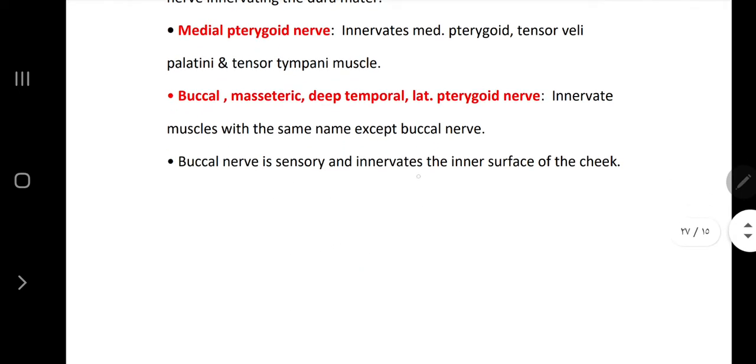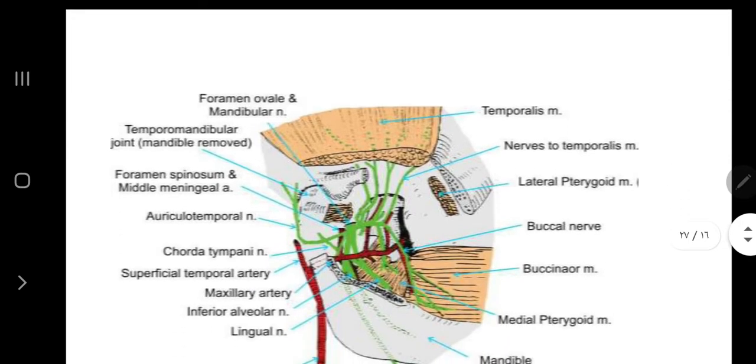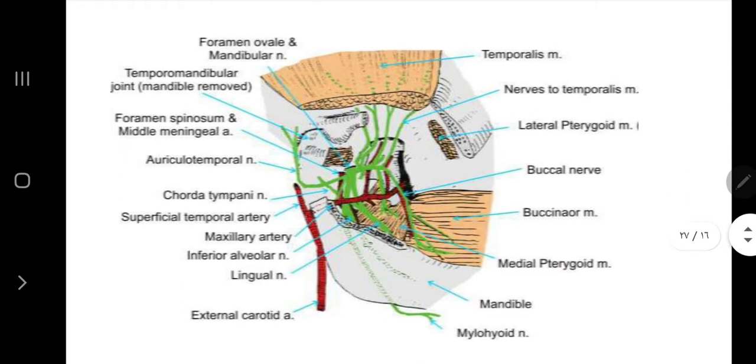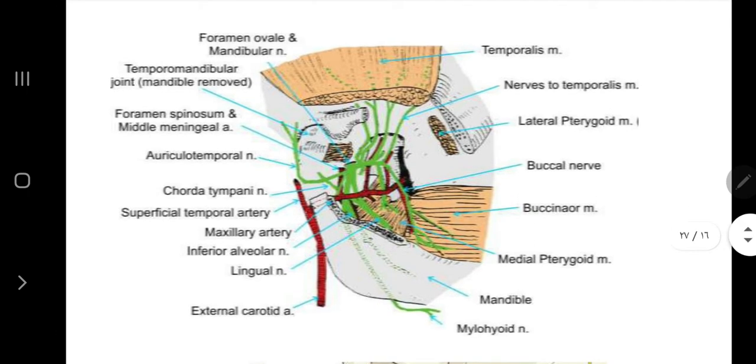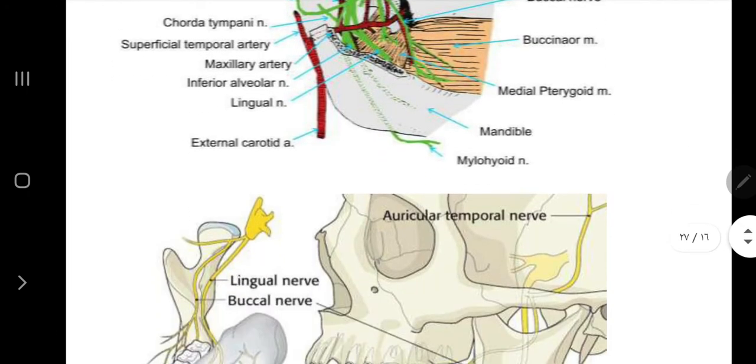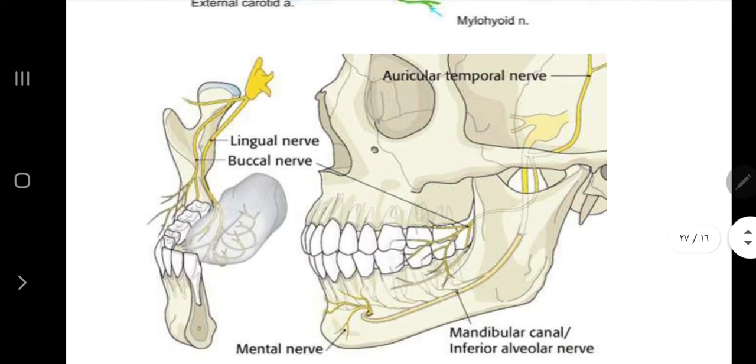So it innervates the inner surface of the cheek. هاي صورة توضح جميع النيرفات. وهذا الأوريكولار نيرف.